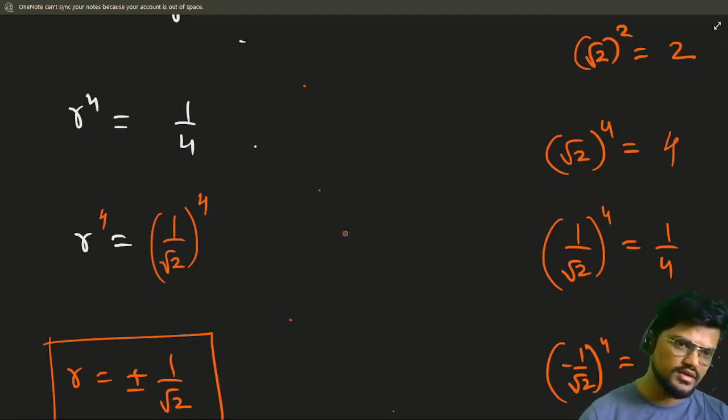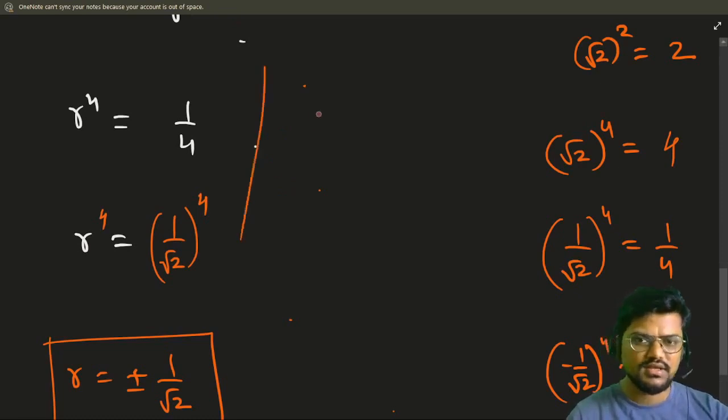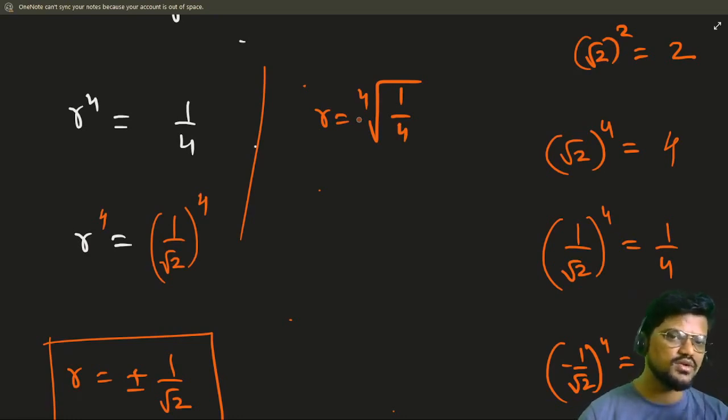Fourth root of 1 by 4, right? Yeah, the same thing then. It is the same thing. Even if I write like this, r, but you are using a calculator, no? Yeah, don't use the calculator. Then you will not get the ratio properly. Okay, you are using a calculator.